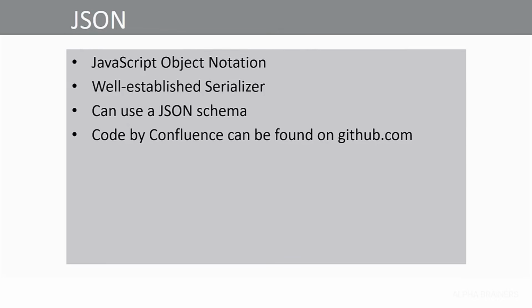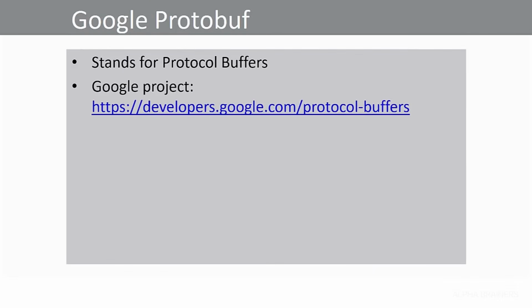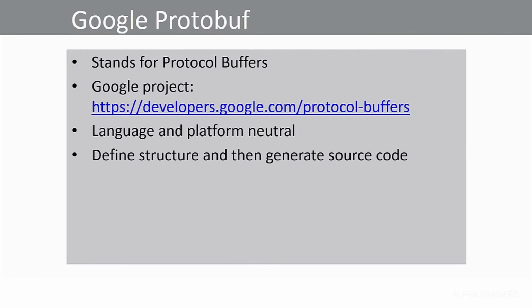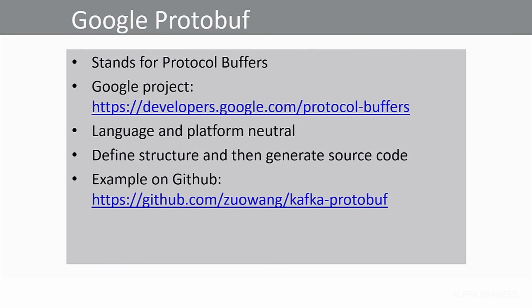Look at the Confluence page for that. Google Protobuf is another type that you might be interested in. It actually is an abbreviation for protocol buffers. It's a Google project you can look into. It's language and platform neutral. And basically the idea is it defines a structure and generates the source code from that. So again, another link for you to find out more information about that on GitHub.